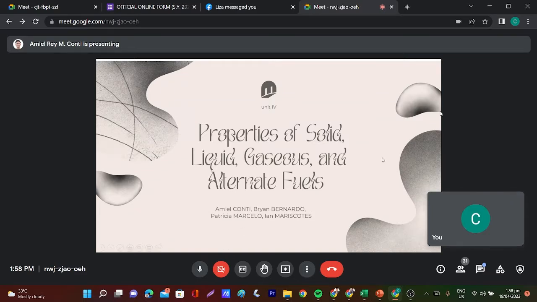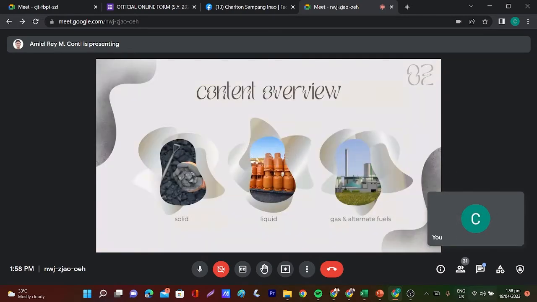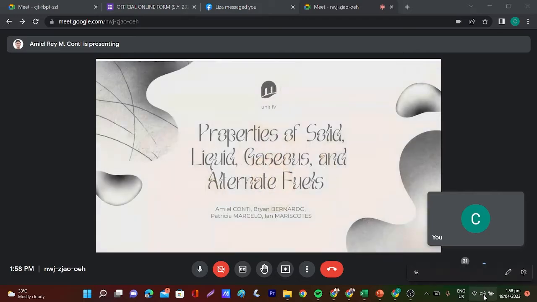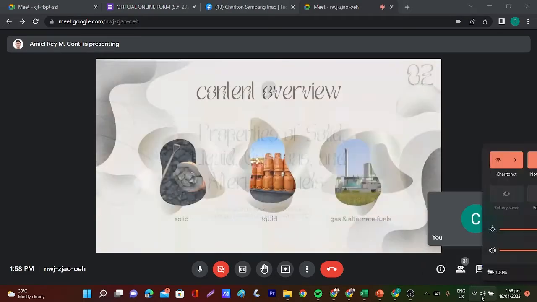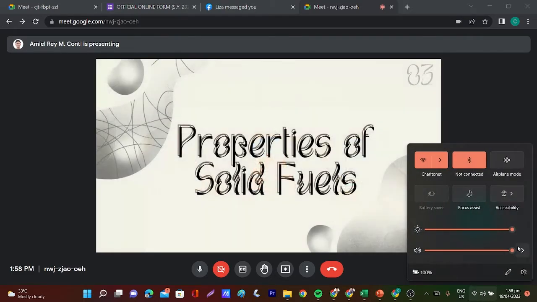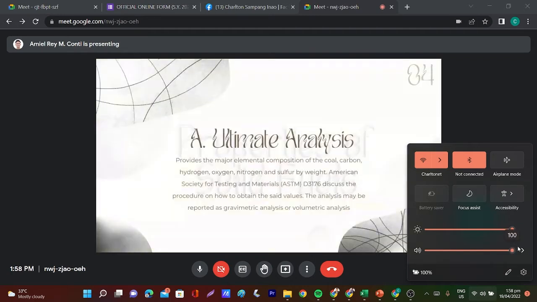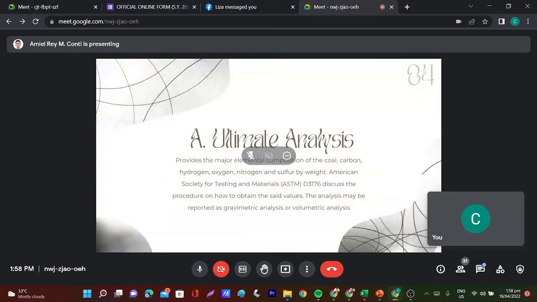We are group number 3 and we are to discuss properties of solid, liquid, gaseous fuels except the alternate fuels. I am Patricia Marcelo and I will discuss the solid fuels first. So, properties of solid fuels. Let's discuss the ultimate analysis first.